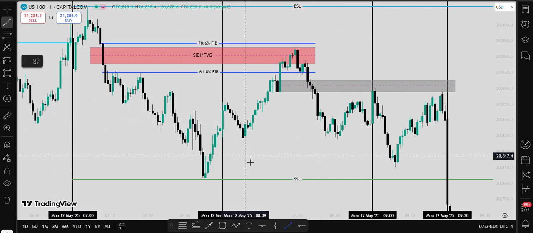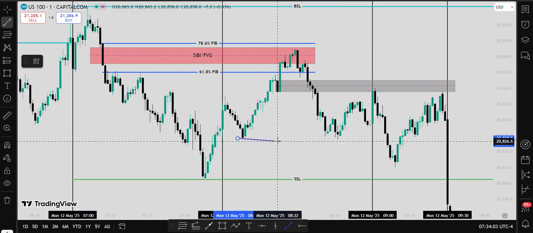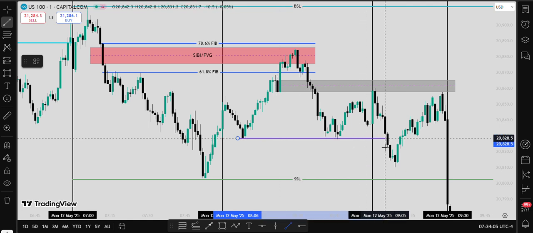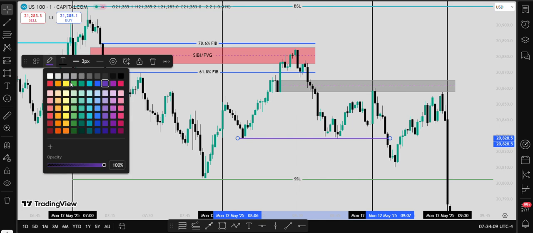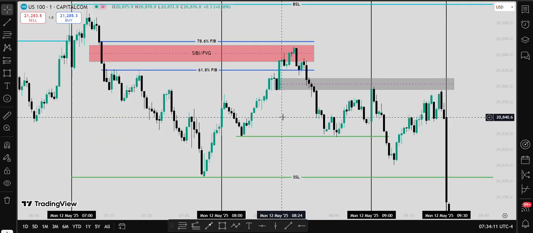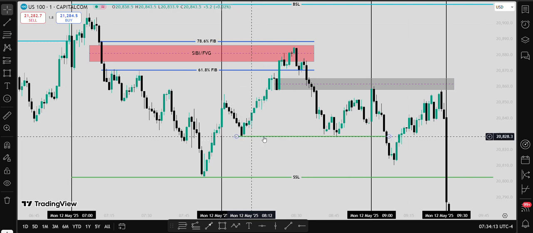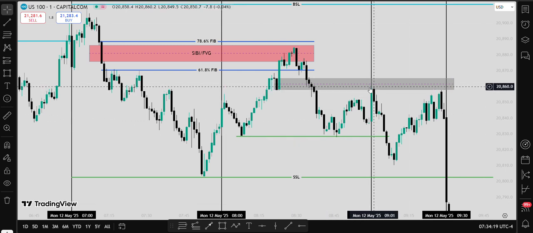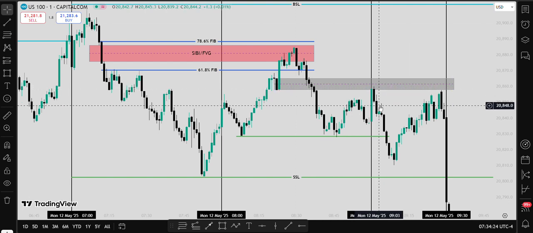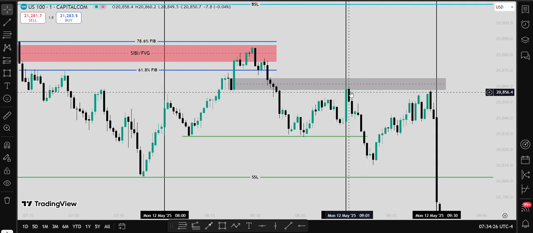Let me just delineate it so that the ones that cannot see, they can see it clearly. Right there. I'm going to change the color to a green color, something like that. This engineered liquidity, this was now the sell side liquidity that was taken immediately the market touched this order block. And as you can see, the bodies respected it very well and took out this liquidity.